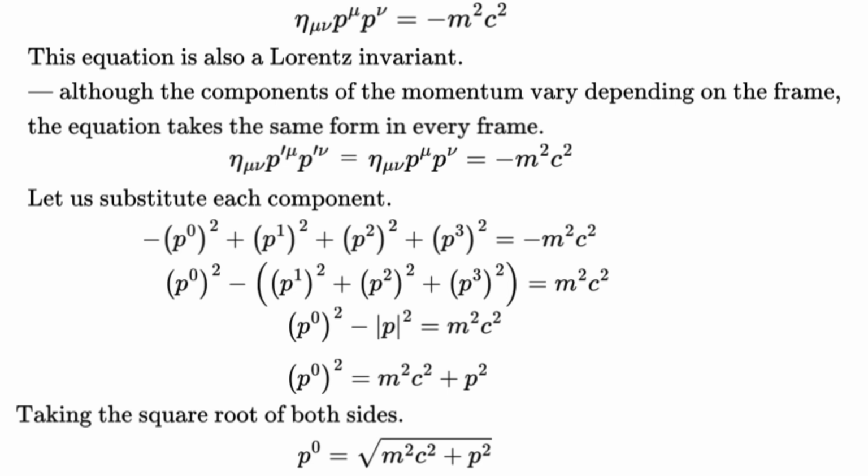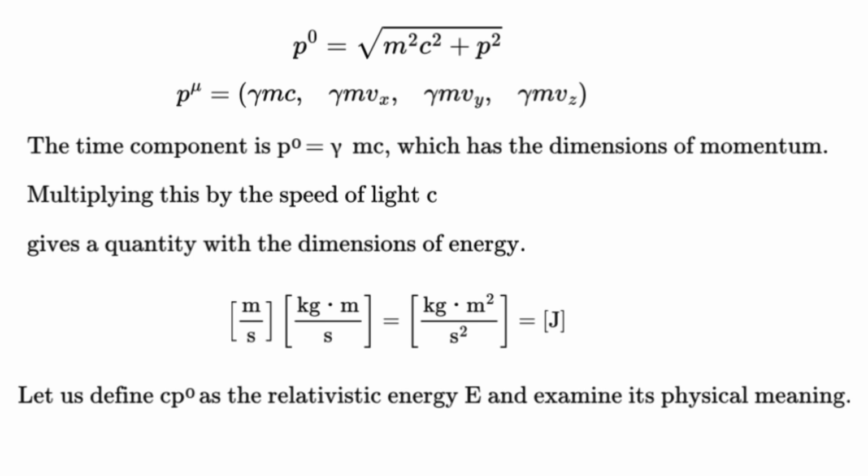Let us substitute each component. Taking the square root of both sides, the time component is p0 equals gamma mc, which has the dimensions of momentum. Multiplying this by the speed of light c gives a quantity with the dimensions of energy. Let us define cp0 as the relativistic energy E and examine its physical meaning.